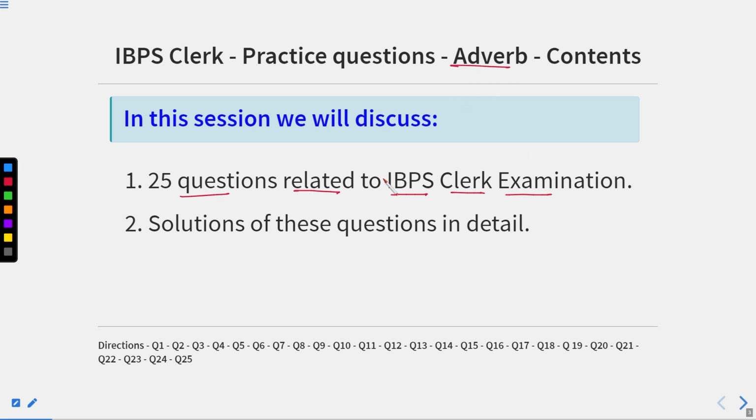Adverb we know very well. Any word that adds a quality to the verb, or that can qualify an adjective or another adverb, is known as an adverb. Or you can say a word which qualifies a verb, adjective or adverb is known as an adverb. Also, we are going to discuss solutions to these questions in detail. For each and every question, we will discuss an appropriate solution. So let's begin the session.